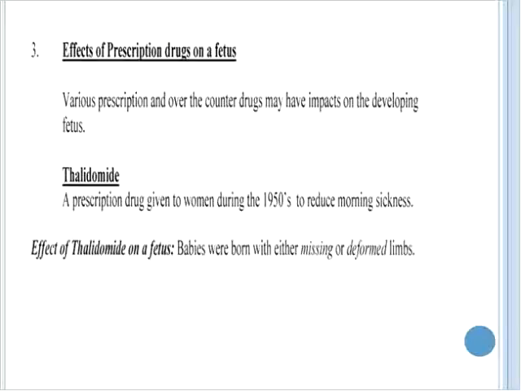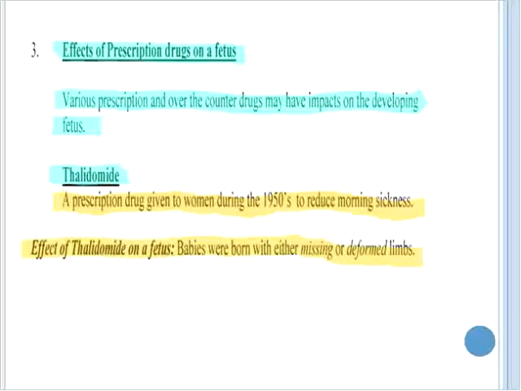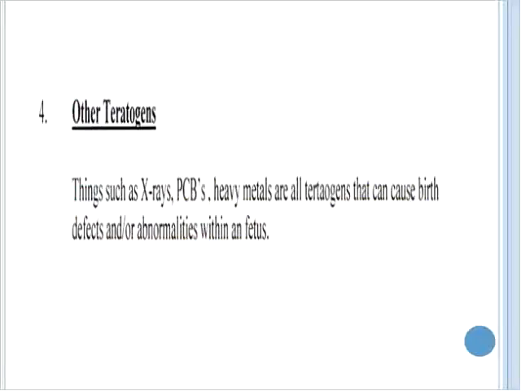Prescription drugs as well can exert an impact. Prescription drugs may have impacts on the developing fetus. Thalidomide provides a prime example of the impact that prescription drugs may have. During the 1950s, this was commonly prescribed to women to reduce morning sickness. One of the problems with that is because it impedes circulation, it actually caused babies to be born with missing or even deformed limbs. Other teratogens include X-rays, PCBs, and heavy metals. They can all cause birth defects and or abnormalities within the fetus.